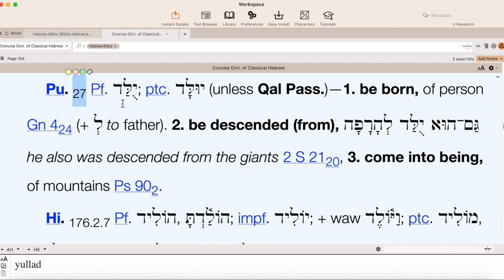And like the Piel, the Pual is going to have a dot in the second root letter. Here we see it in the Lamed of Yalad. And it also has that U vowel, Yulad. And the meaning of the Pual is very similar to the Nifal, if not exactly the same, and it means to be born of a person.